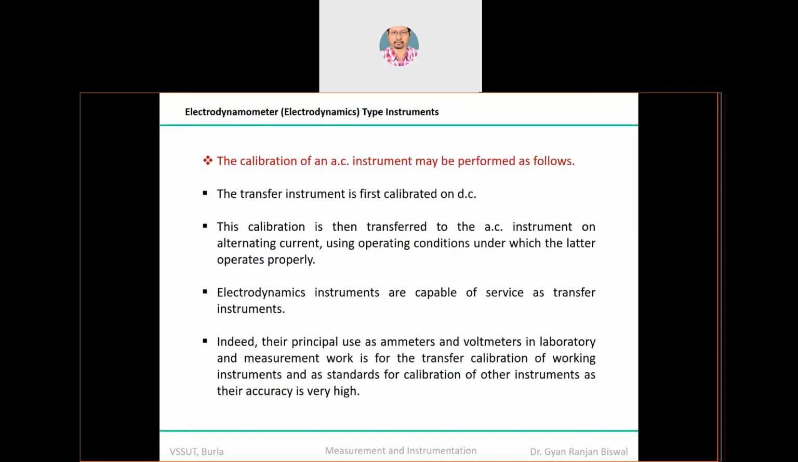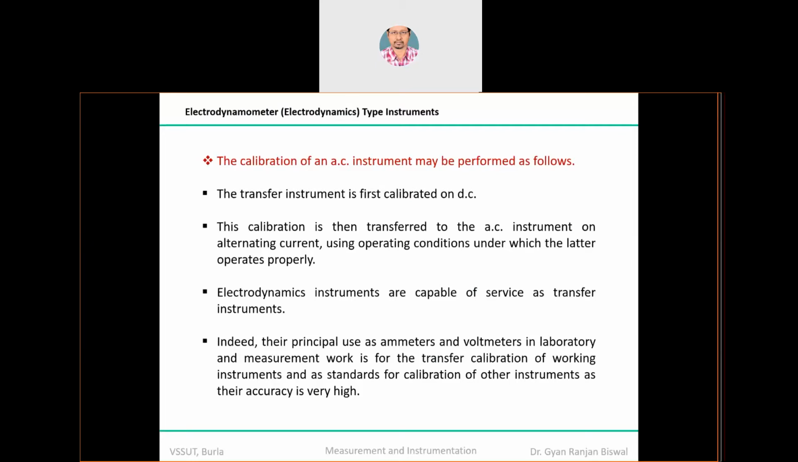Okay, it may not be perfect like a primary standard, but it is more than enough to calibrate a device for accurate, good high-resolution measurement, as far as field instruments and field instrumentation are concerned. So the calibration of an AC instrument, how will you perform it? First, you use a transfer instrument which has been calibrated on DC. Then this calibration is transferred to the AC instrument, using alternating current, at that given operating condition.